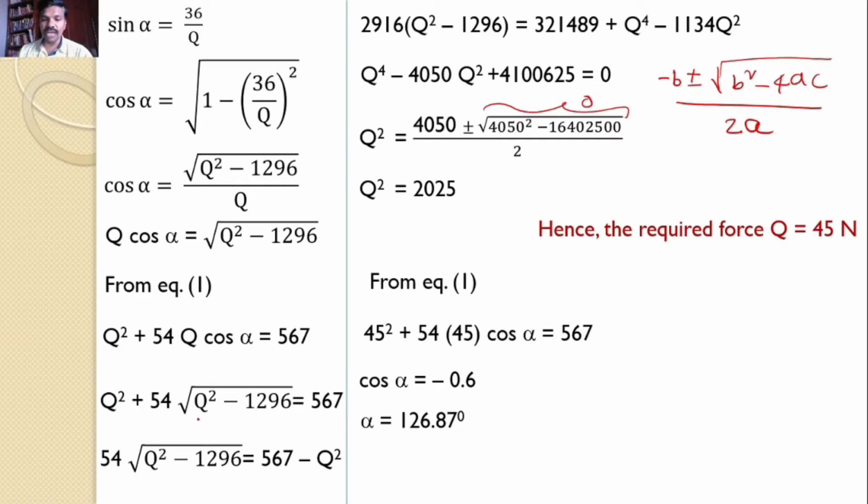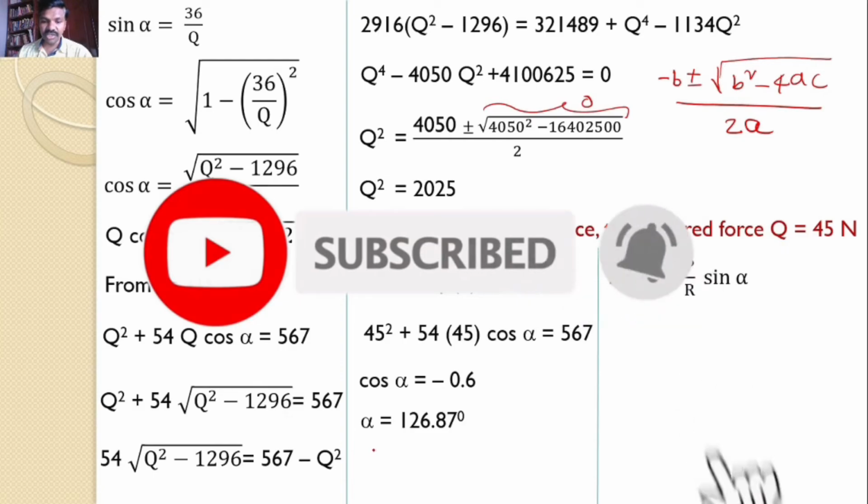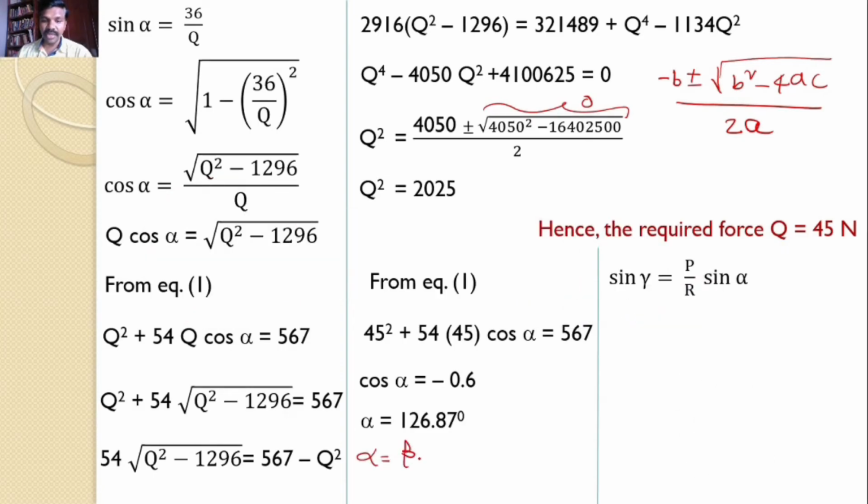Once you know the value of alpha, you can calculate gamma by using either formula, or you can also calculate by using a simple equation: alpha is equal to beta plus gamma. Beta value is known as 90 degrees and alpha value is 126.87. So you can calculate this as 126.87 is equal to 90 plus gamma, or gamma is equal to 36.87 degrees, approximately 37 degrees.